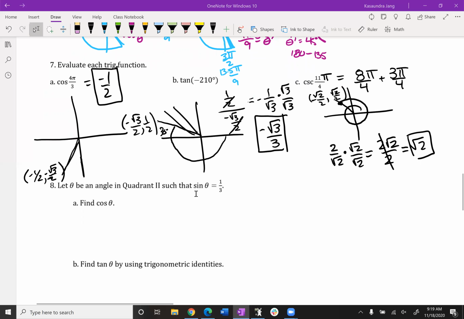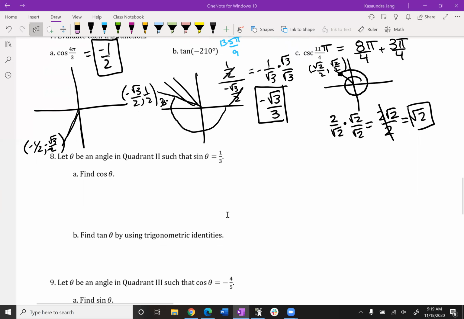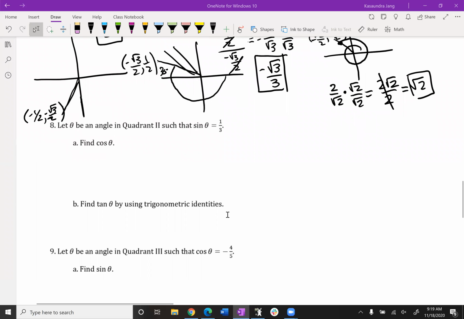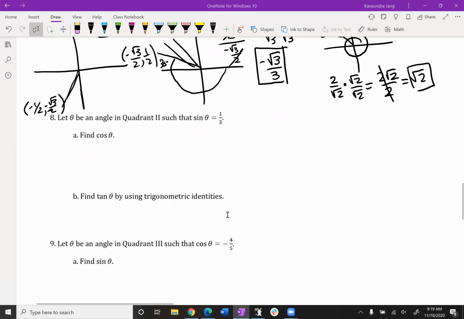All right, I'm going to move on to number 8 then. Number 8 says, let theta be an angle in quadrant 2 such that sine of theta is 1/3. And you've got to find the cosine of theta. There are actually a couple different ways you could do this. Do you want to treat it like it's on the unit circle, or do you not want to treat it like it's on the unit circle? You've got to pick. Audrey, what do you want to do? Do you want to treat it like it's on the unit circle or no?